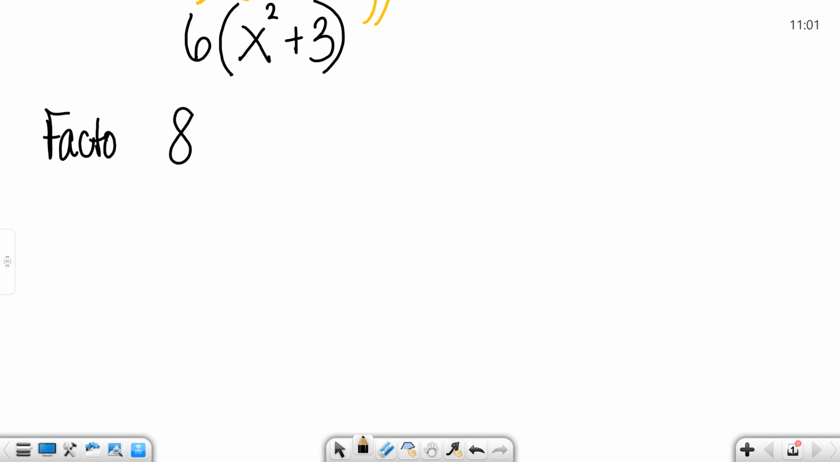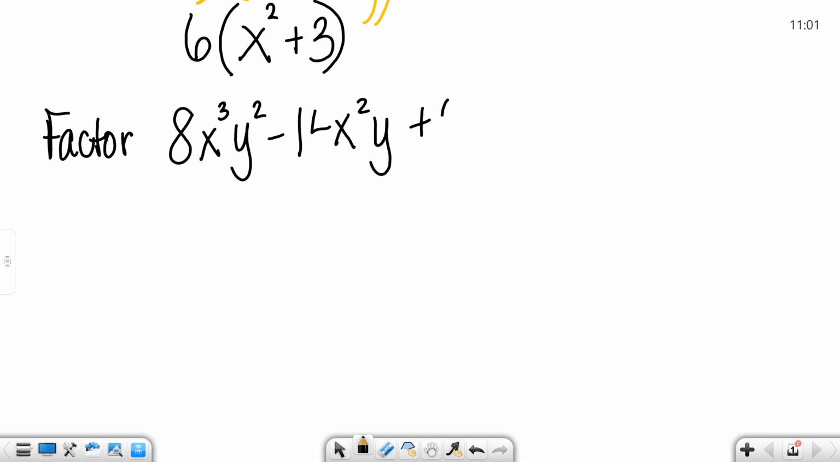Let's do one a little bit bigger. 8x cubed y squared minus 14x squared y plus 2xy. All right, so again, it asked me to factor. So I need to first find the greatest common factor. So I'm looking for the largest number that goes into 8, 14, and 2. So that is only going to be a 2. And we can't forget about our variables. I'm sorry, I read this problem incorrectly. I wanted a y right there also.